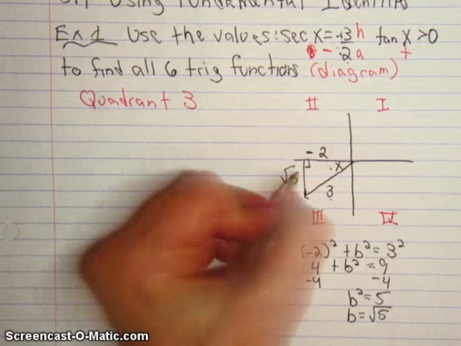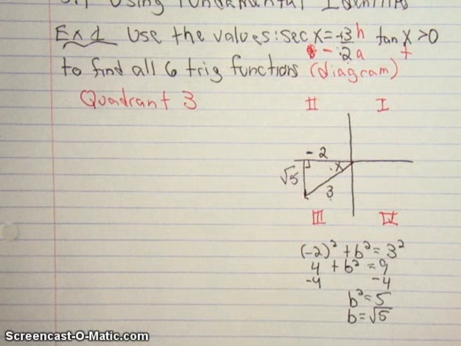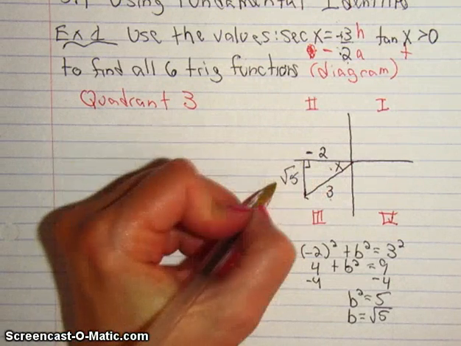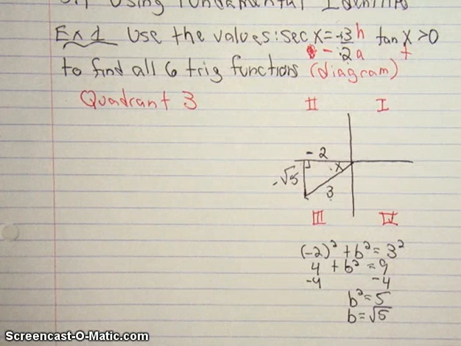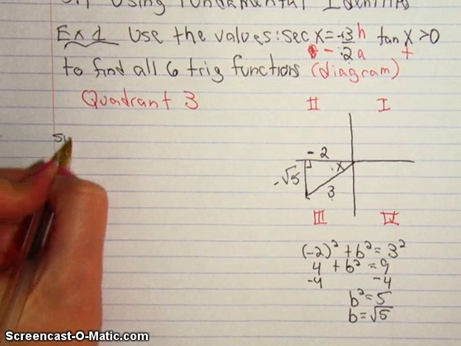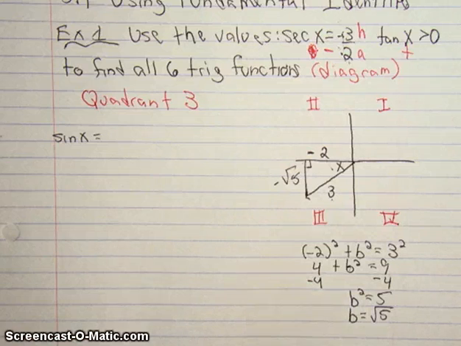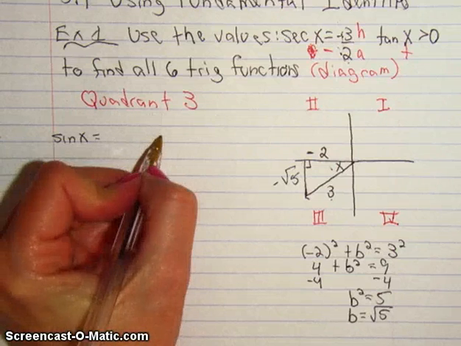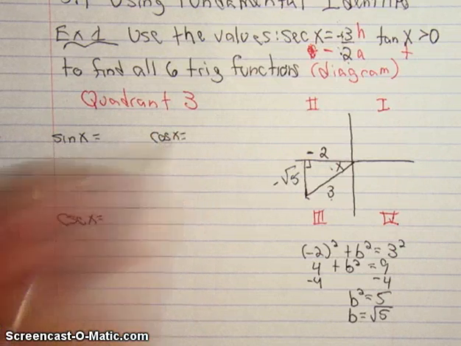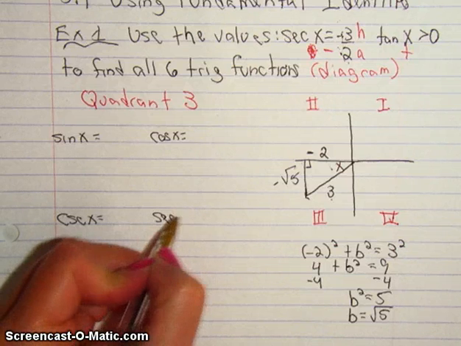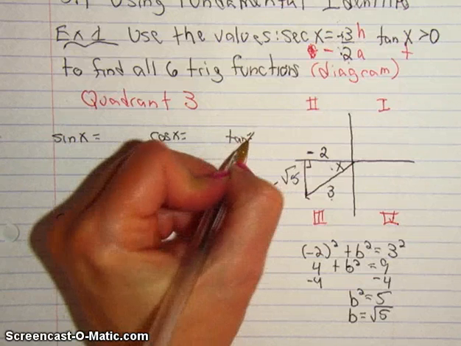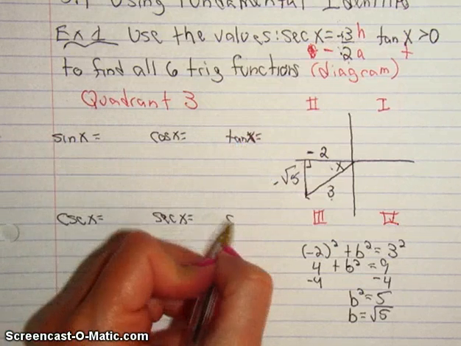Square root of 5. Do we want positive square root of 5 or negative? We're going left and then we're going down. Negative. All right, good. Now that we have that, we can set up our 6 trig ratios. We have sine x, and underneath that, cosecant x. We have cosine x, and under that, secant x. And then we have tan x, and then cotangent x.